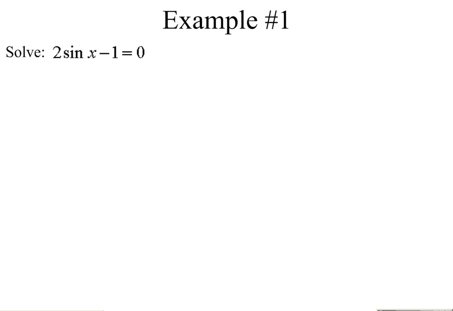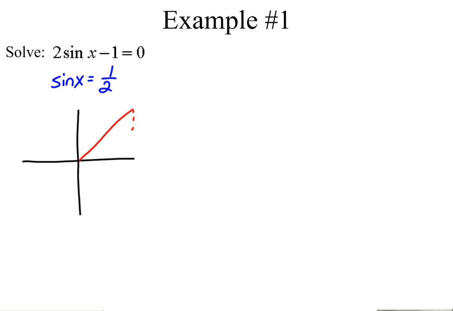First thing, when we're solving a trig equation, instead of getting just the variable x by itself, our goal is to get the trig function by itself. So in this case, we want to solve for sine x. So I'm going to add the 1 over to the other side, divide by 2, and we get sine x equals 1/2. From here, we need to go back to our reference triangles. Where does sine equal 1/2? All Students Take Calculus tells us that sine is positive in quadrants 1 and 2. So we're going to draw a reference triangle in each one of those two quadrants.